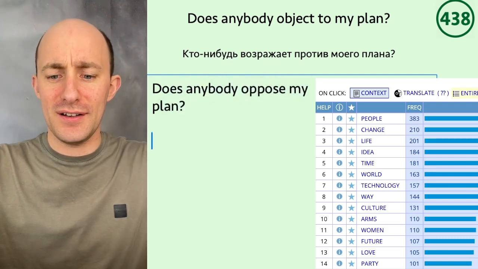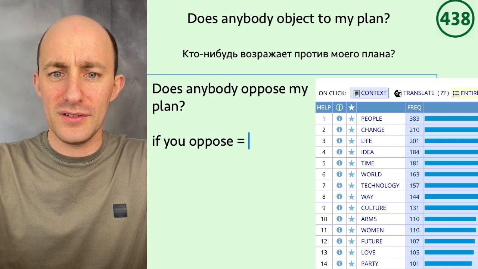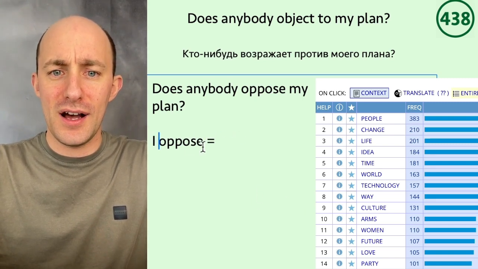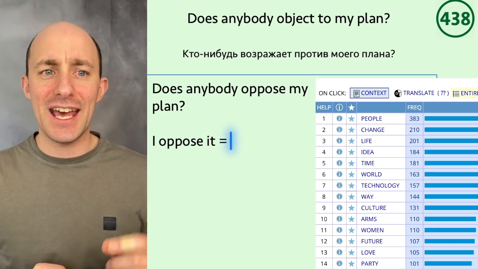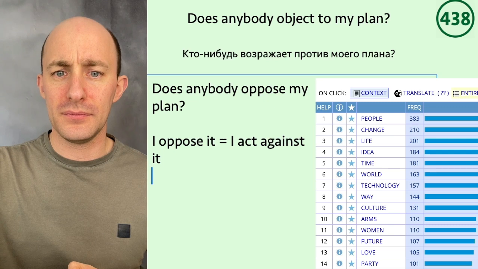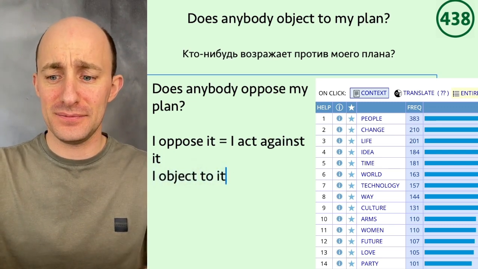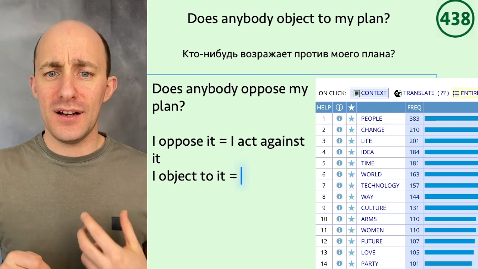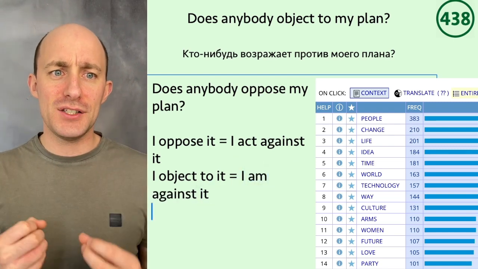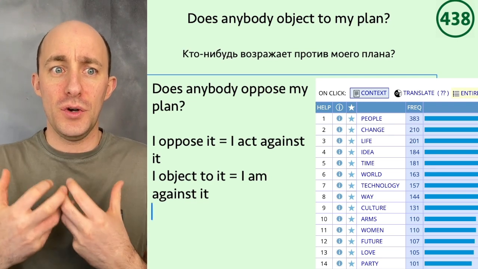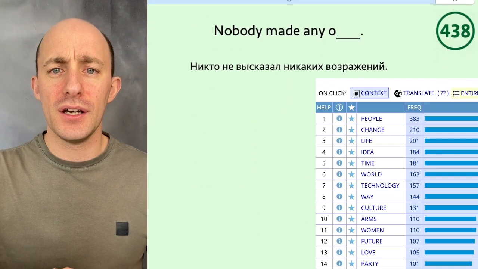So if you oppose, so I oppose it, I act against it. But I object to it just means I am against it. So to object to is an opinion, whereas to oppose is more active than to object. But the meanings are very close.